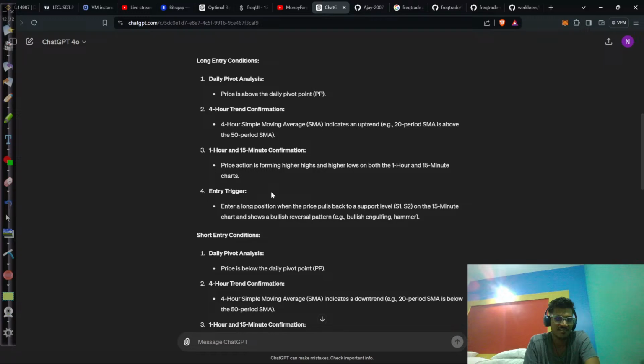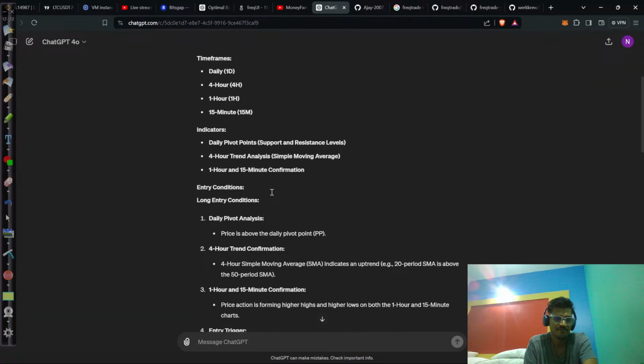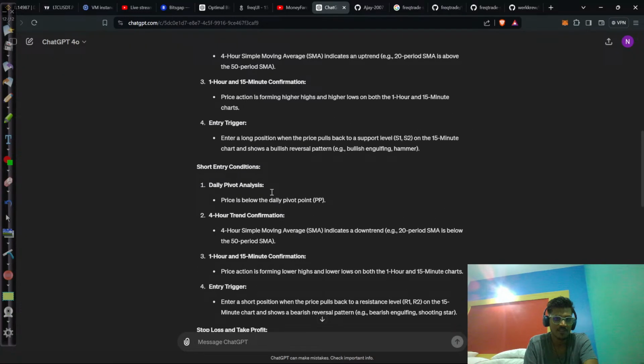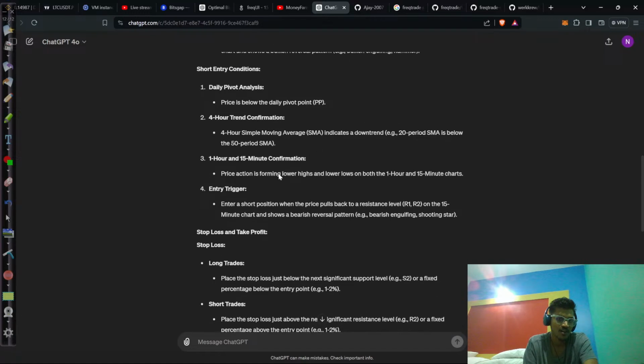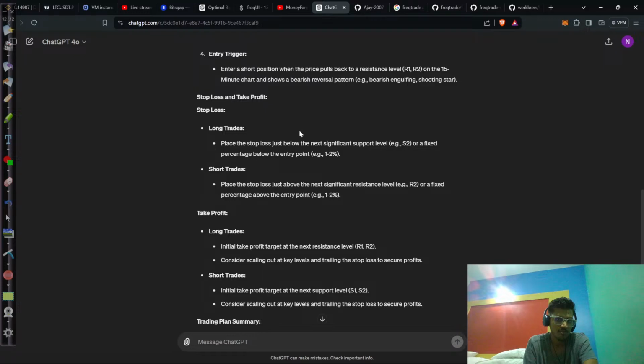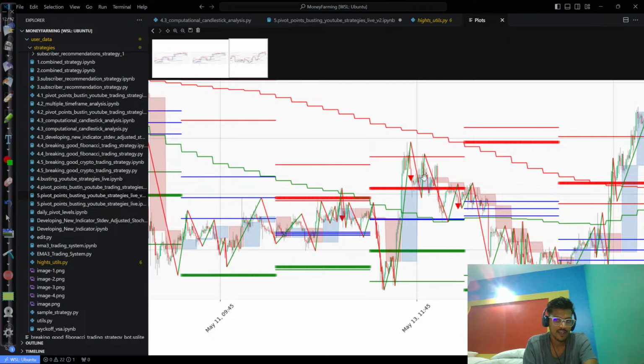So see this thread, ChatGPT came up with it, but it was saying that when the market is around there, you should see a bullish engulfing or hammer pattern, but you guys can extend it. You know what I mean? So for short and long, and then for stop loss and take profits, place the stop loss just below the next significant support level for long, okay, and for short it's your next significant resistance level.